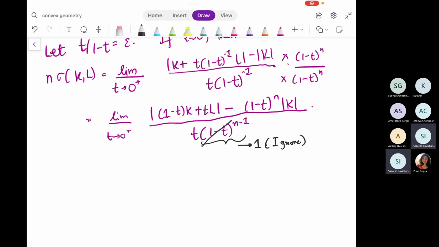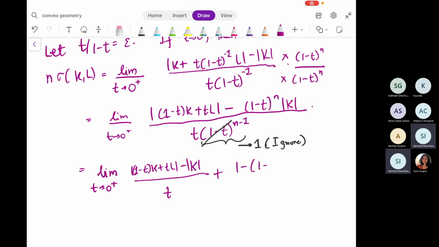But once you do that, what we will do is we will add and subtract a particular quantity that will allow us to isolate this 1 minus t to the n. And what do we add and subtract? We actually add and subtract mod k by t, as t tends to 0 plus. Now what we write will break into two terms. Mod of 1 minus t k plus tl minus the Lebesgue measure of k, plus on the other side you will get 1 minus 1 minus t to the n by t times the Lebesgue measure of k. This is what you will get, right?